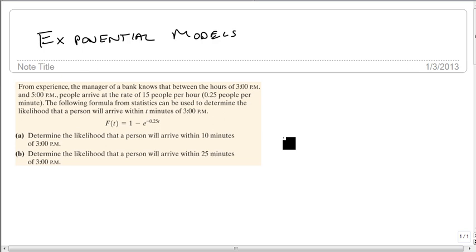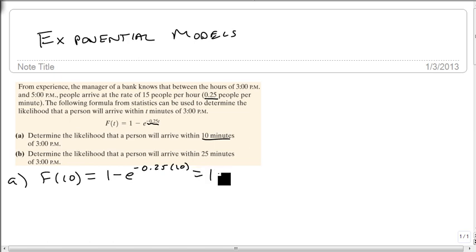The following formula from statistics is used to determine the likelihood that a person will arrive within t minutes of 3 p.m. So here's our function, and notice that this 0.25 people per minute shows up right here as a negative on our e. And so if we plug in a t value, 10 minutes say, we get the likelihood of somebody showing up. And so in its exact form, we have 1 minus e to the minus 2.5.